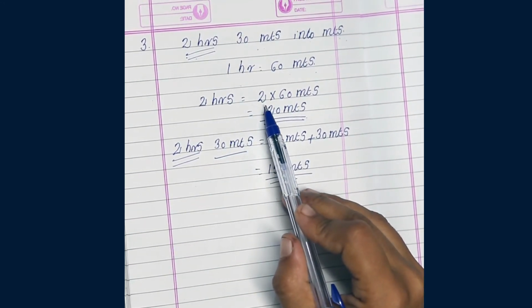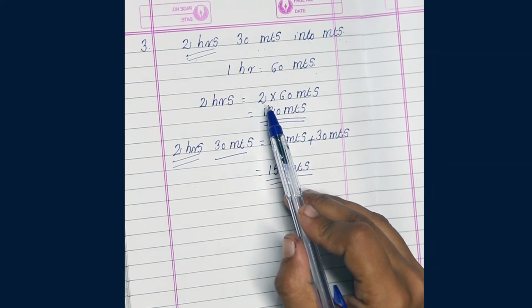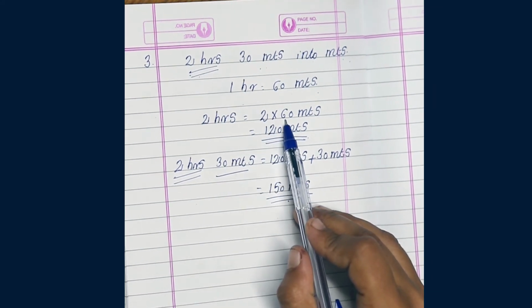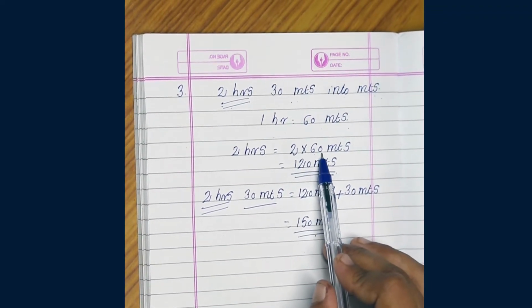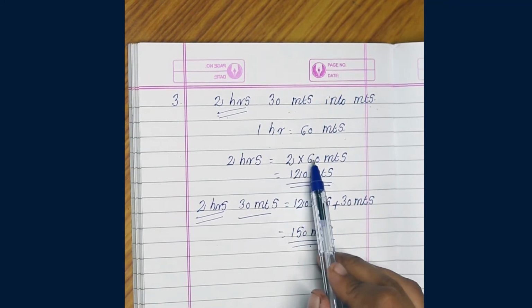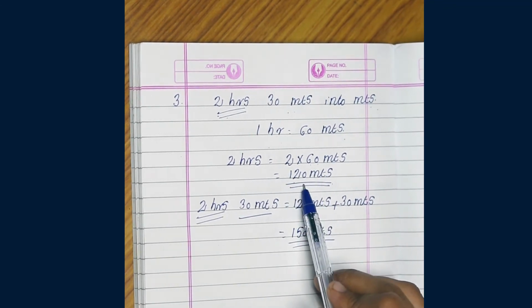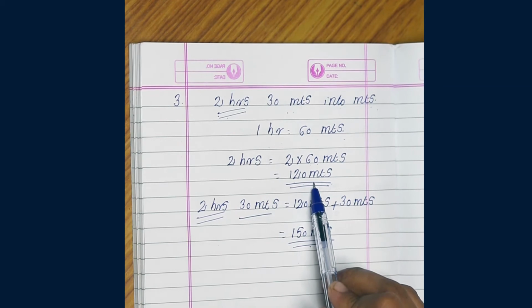So multiply the given number of hours by 60. That means 2 multiplied by 60 minutes equal, 2 6s are 12. Then put 1 zero. 2 hours equal 120 minutes.